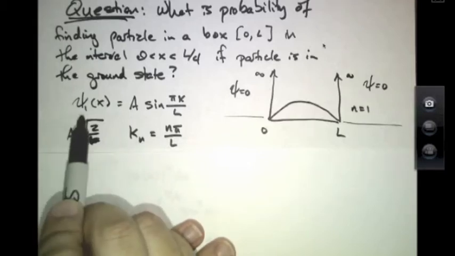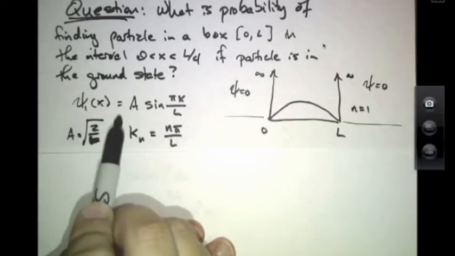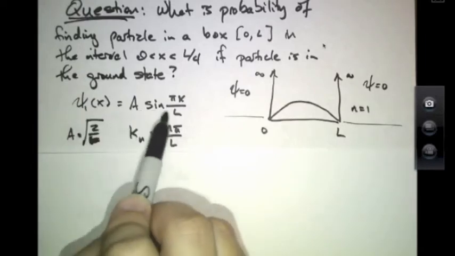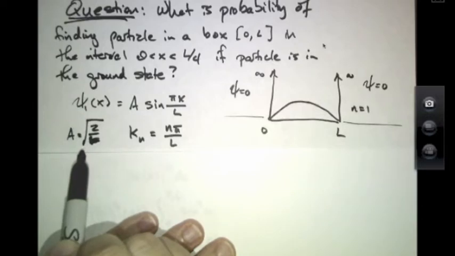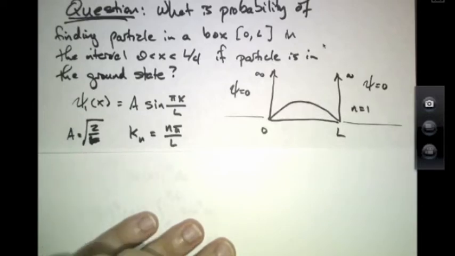So for this ground state wave function, psi looks something like this. Psi 1 of x is a constant a, sine pi x over L. Remember that a is the square root of 2 over L. So how do we solve this problem then?